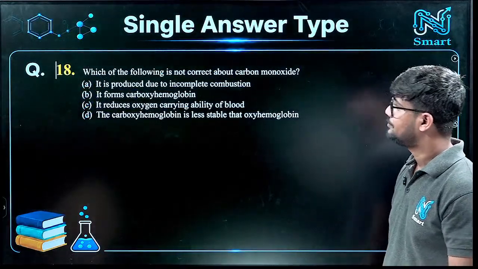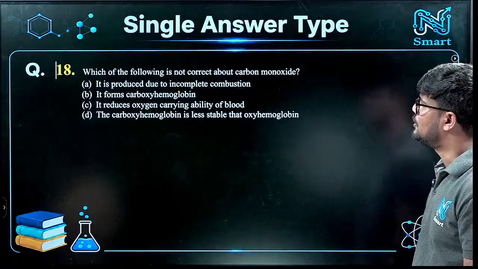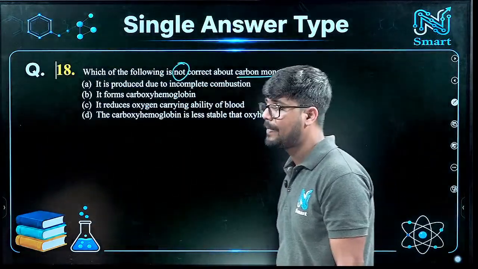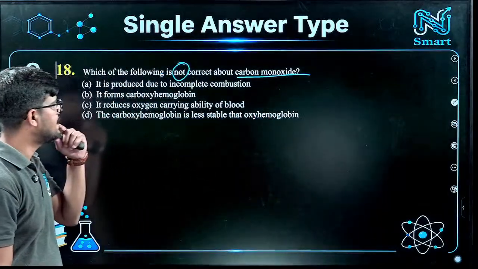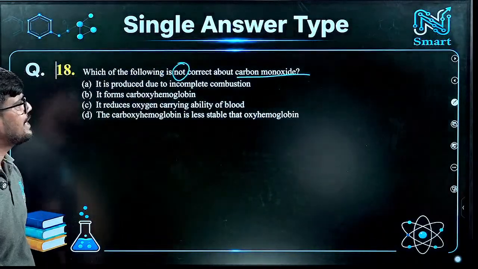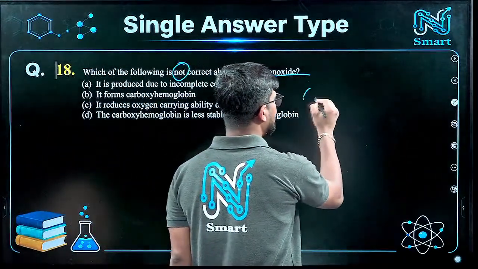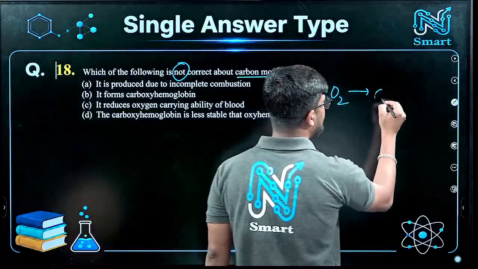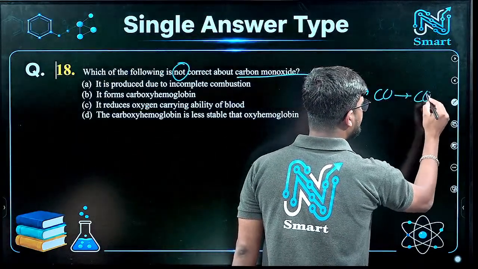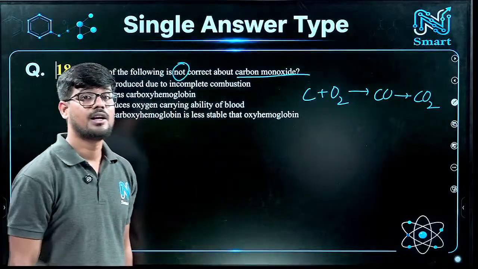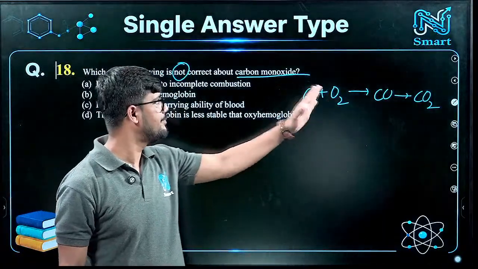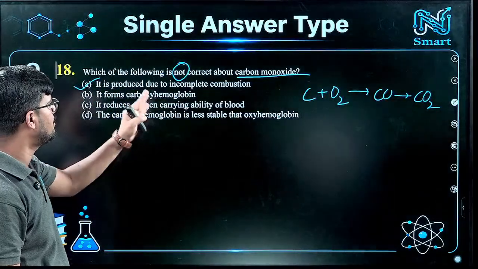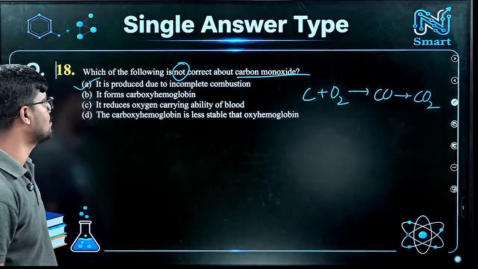Achha, next this one. Which of the following is not correct? Again they are asking for the not correct one, about carbon monoxide. First statement, it is produced due to incomplete combustion. Correct, because if carbon reacts with oxygen in partial combustion, then it will form CO, and after that it will form CO2 if you consider the complete combustion reaction. So the first statement, for incomplete combustion, there you will get this CO, carbon monoxide.